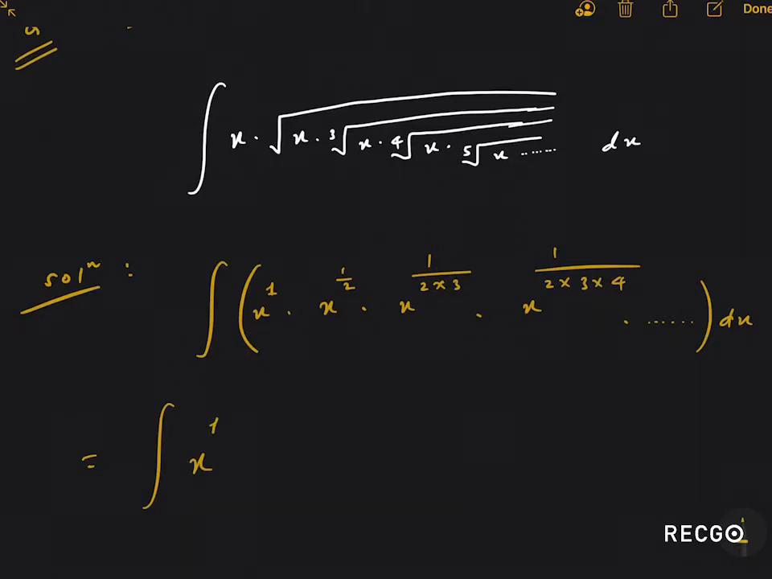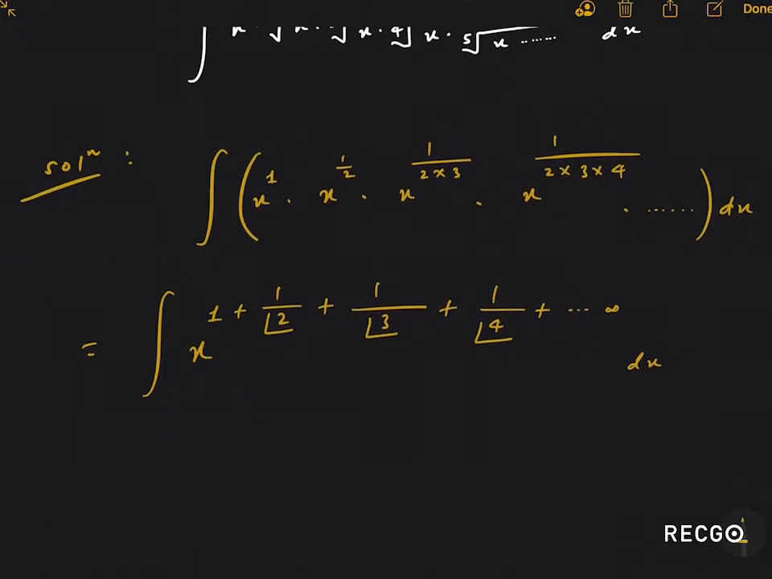Now if you see, we can simply add the powers of the x. 1 by 2 can be written as 1 by 2 factorial also, because 1 by 2 is equal to 1 by 1 into 2. Similarly, 1 by 2 into 3 can be written as 1 by 3 factorial, because 1 into 2 into 3 is 3 factorial. Similarly, next is 1 by 4 factorial, and so on infinitely many terms. As you can see here, it will go up to infinity. So we have x to the power 1 plus 1 by 2 factorial plus 1 by 3 factorial plus 1 by 4 factorial plus dot up to infinity.